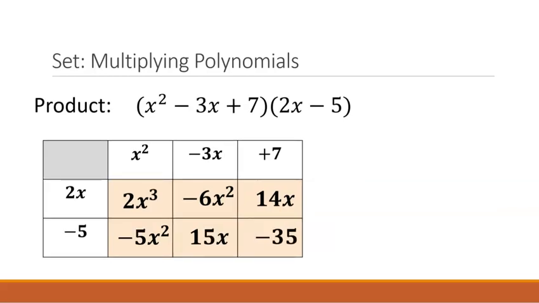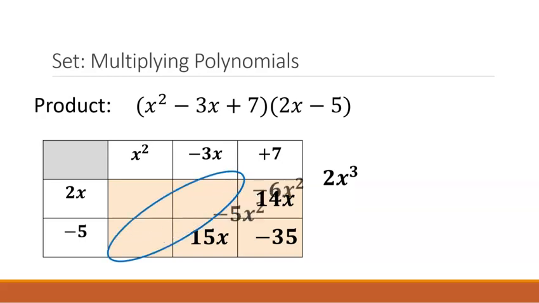All of the terms inside of the box make up our final answer, but there are multiple terms that are like terms that can be combined. The first term that we multiplied is the 2x to the third power. Since there are no other like terms with a third power, this is part of our final answer. The negative 6x squared and the negative 5x squared can be combined to negative 11x squared. This is now part of our final answer.